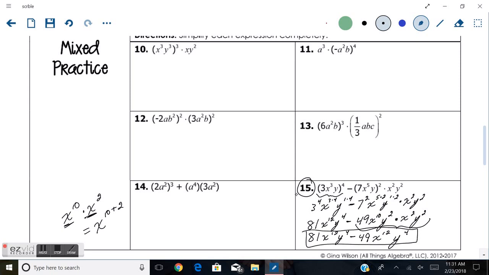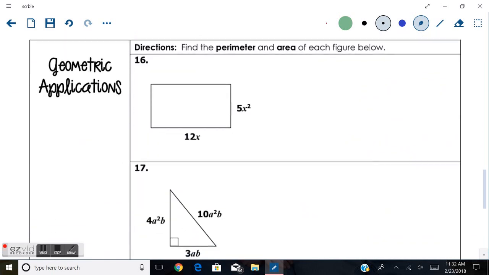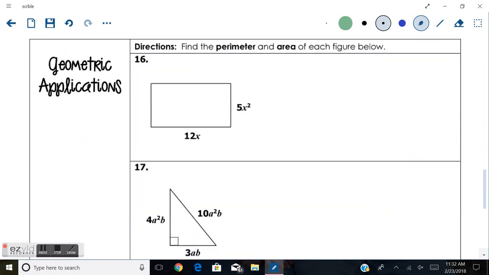These are like terms. They both have x to the 12th, y to the 4th. So I subtract 81 minus 49 is 32. And I don't change my variables or exponents when I am adding or subtracting. So 32x to the 12th, y to the 4th is my answer. Let's have you guys try number 14.